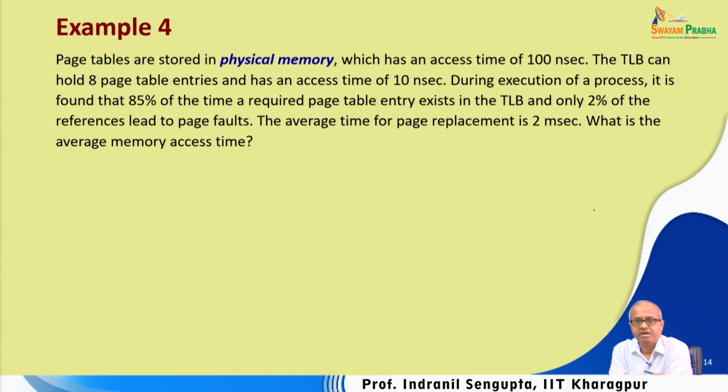And just one last problem here. Here we are assuming page tables are stored in physical main memory, not in registers, and the main memory has an access time of 100 nanoseconds. The TLB can hold 8 page table entries and has an access time of 10 nanoseconds. 85% of the time the page table entry exists in the TLB, and 2% of all references lead to page faults.